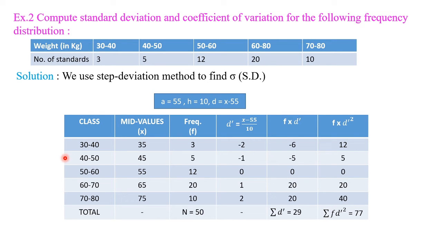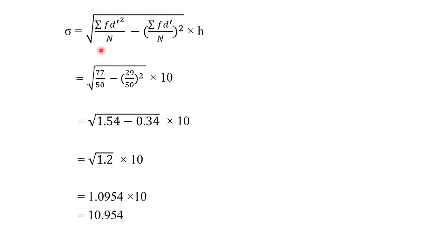Then we have to calculate all these figures in the table as it goes on. Then summation of f into d dash is equal to 29, and summation of f into d dash square is equal to 77. A is equal to 55 and h is equal to 10.